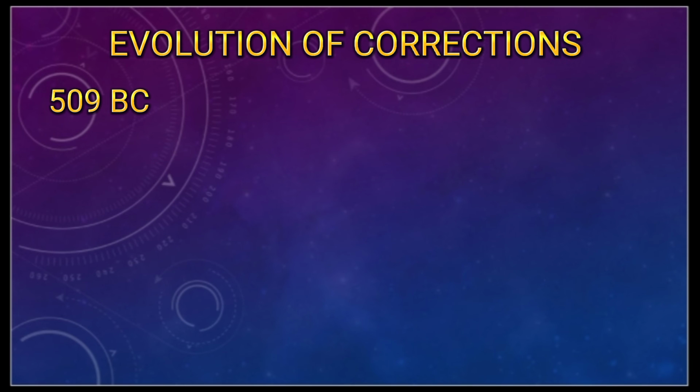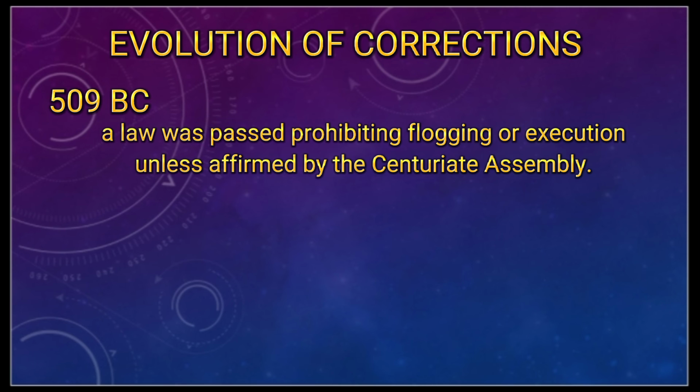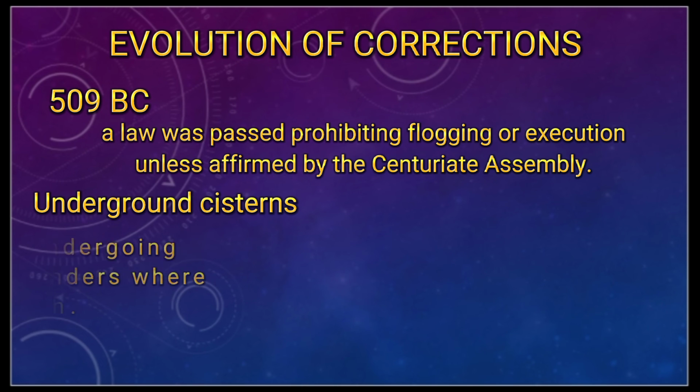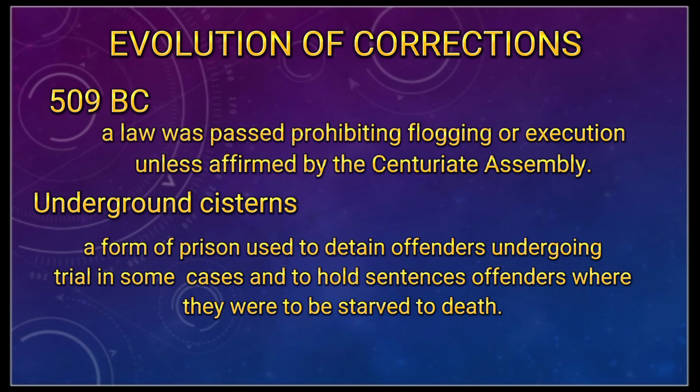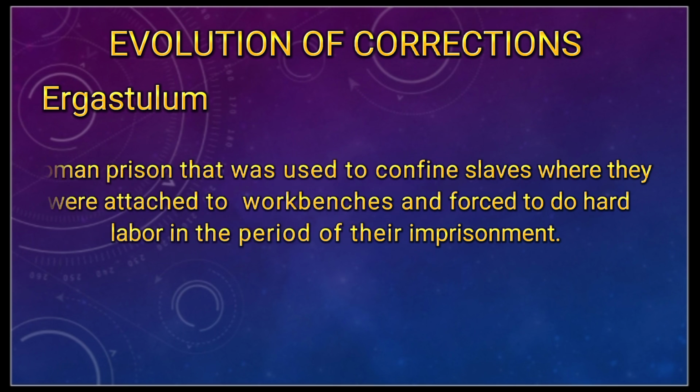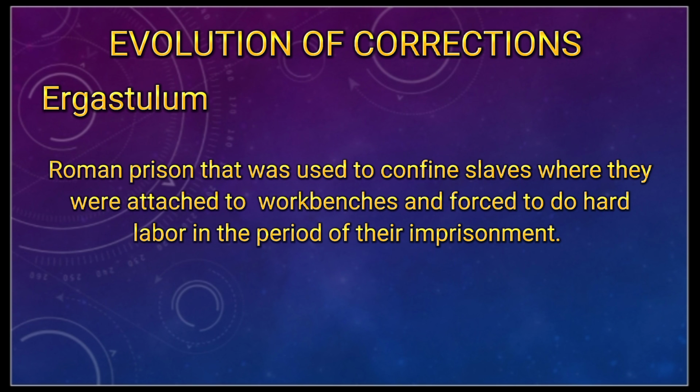509 BC, a law was passed prohibiting flogging or execution, unless affirmed by the Centuriate Assembly. Underground cisterns, a form of prison used to detain offenders undergoing trial in some cases and to hold sentenced offenders where they were to be starved to death. Ergastulum, a Roman prison that was used to confine slaves, where they were attached to workbenches and forced to do hard labor in the period of their imprisonment.